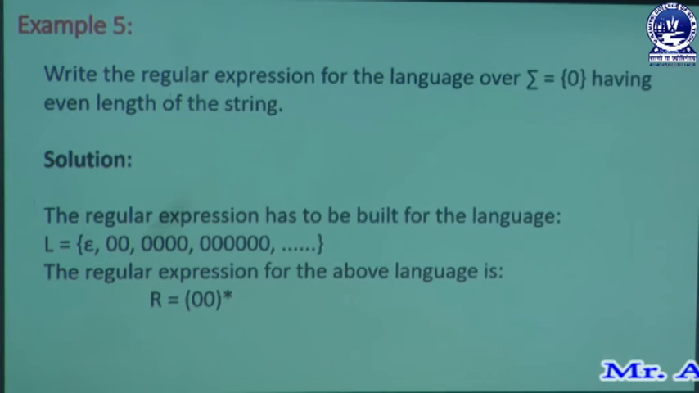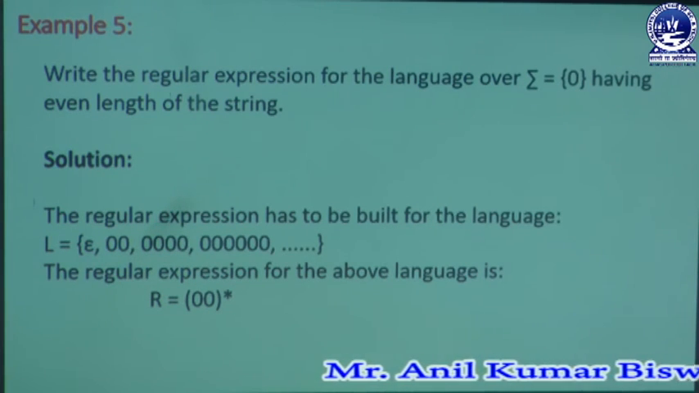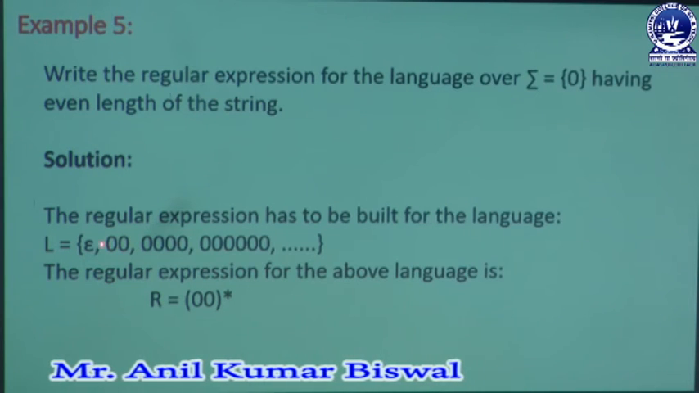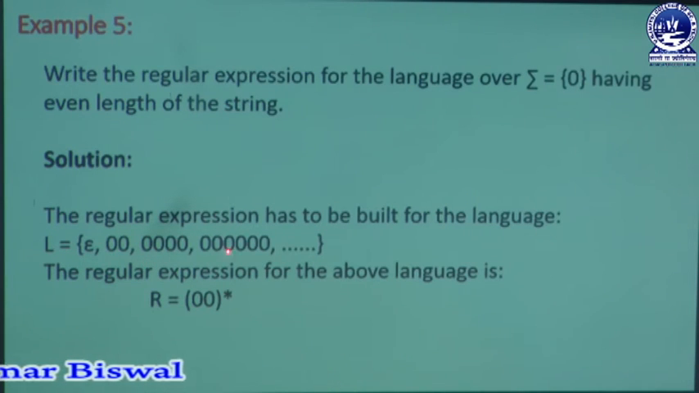Then we may have two symbols, so we get 2 zeros, then 4 zeros, then 6 zeros. We never create 3 zeros or 5 zeros or 7 zeros because they are odd numbers, but here we only get strings of even length. If a user wants strings of even length, then we must create this type of regular expression. So the regular expression for the above language must be R equal to 00 star.